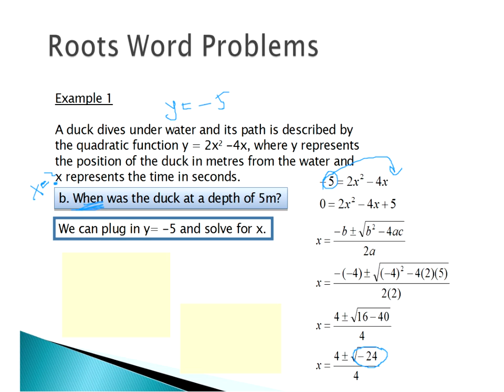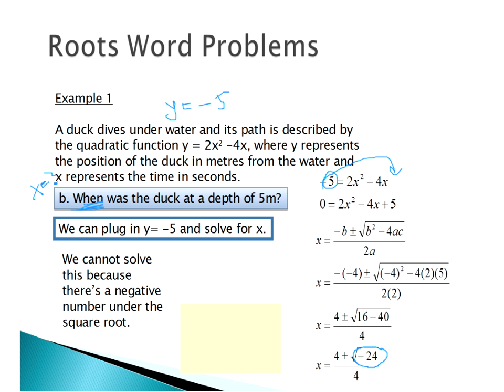A lot of students will just try and ignore this negative sign. But this negative sign means everything. It means that there's no answer to this. There's no real time when this duck was at a depth of 5 meters. And that's the answer. We conclude that the duck is never 5 meters below the water.